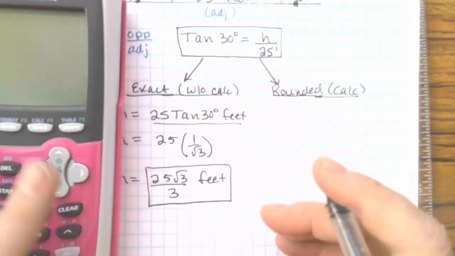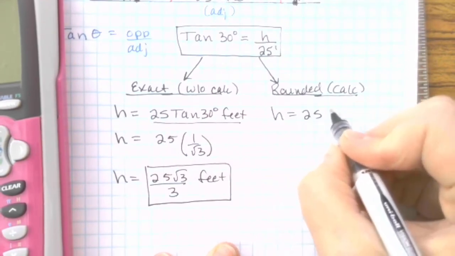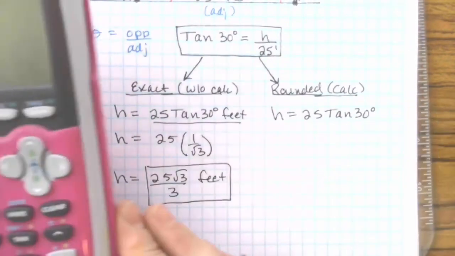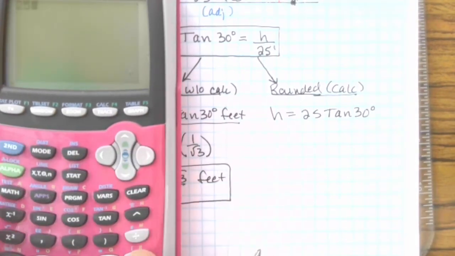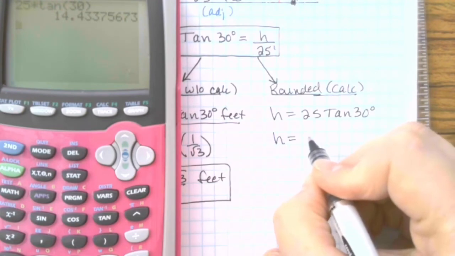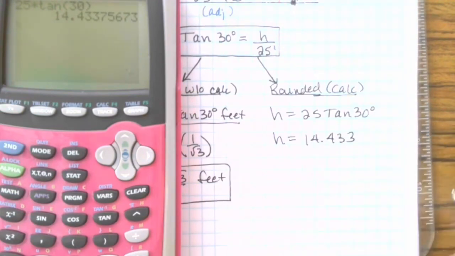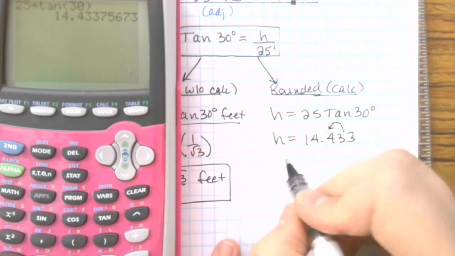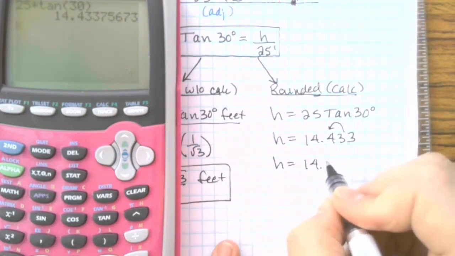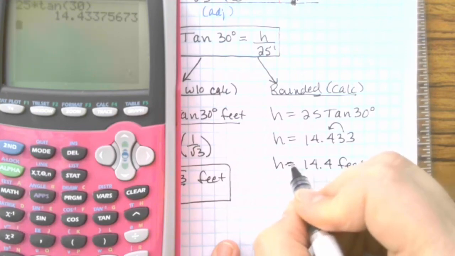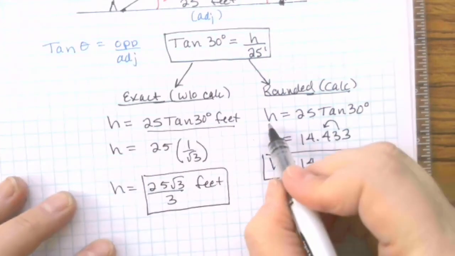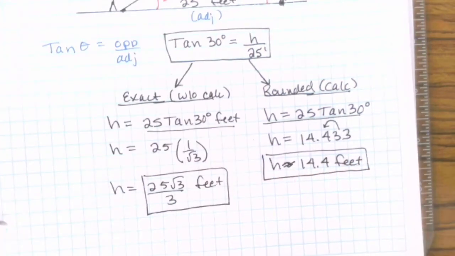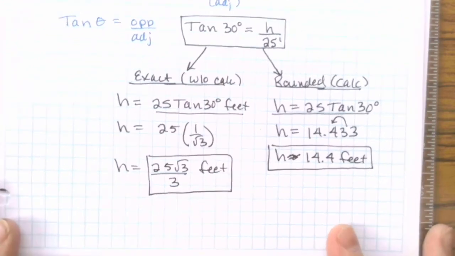So using your calculator, you're going to still solve for h. That hasn't changed. The difference is you're going to type it into your calculator. So make sure you're in degrees. Good to go. So 25 times tangent of 30 degrees gives you 14.433. And in terms of feet, rounding to 1 decimal place is logical. So 14.4 feet, and I'm going to change this to rounded. So in both cases you solve for h, it's just in one case you shoot it through your calculator, and the other one you don't. Those are your two answers.